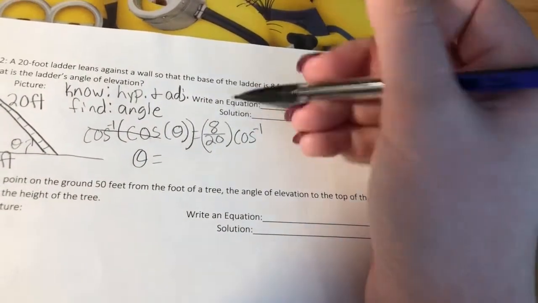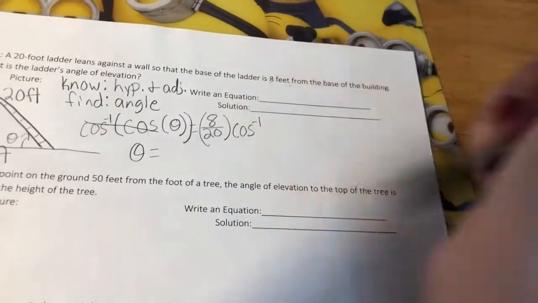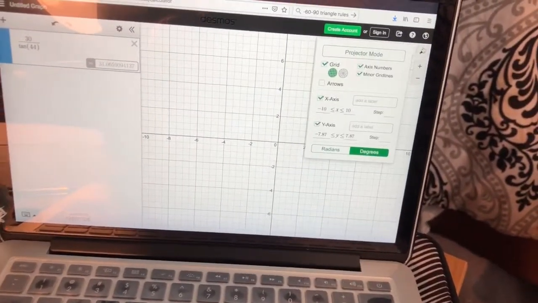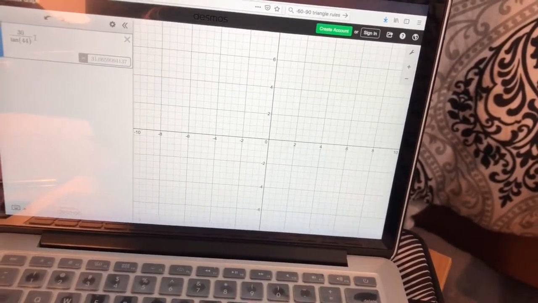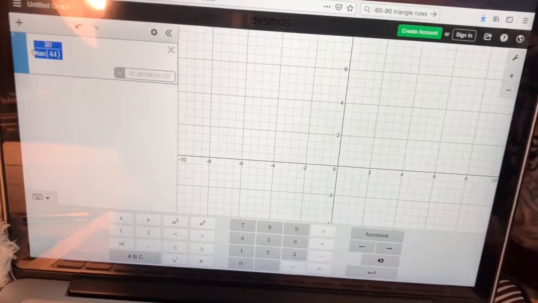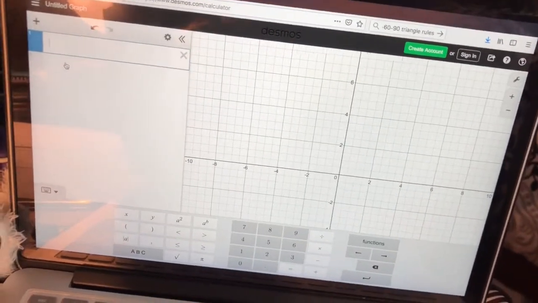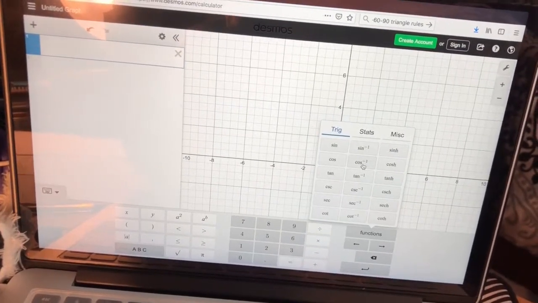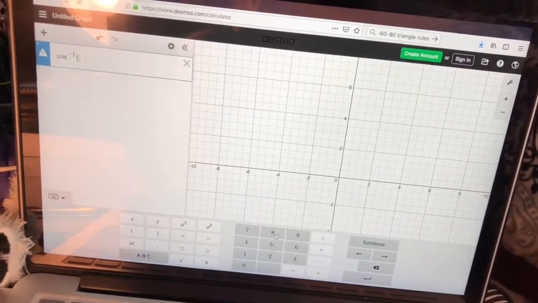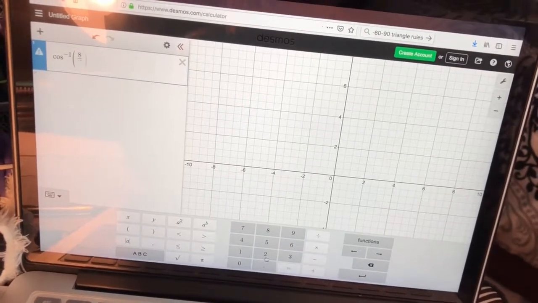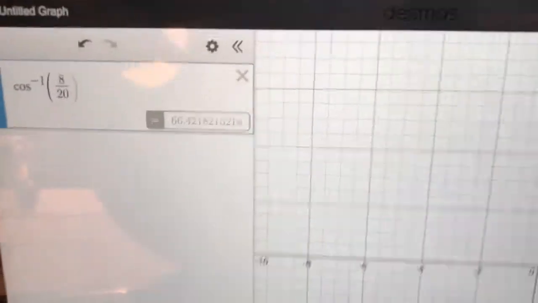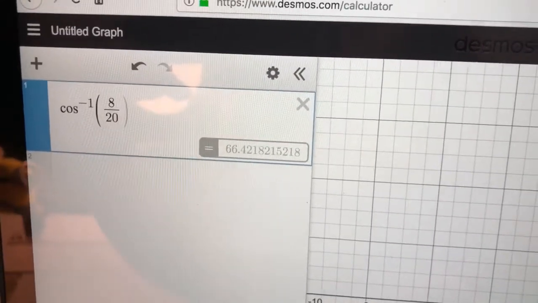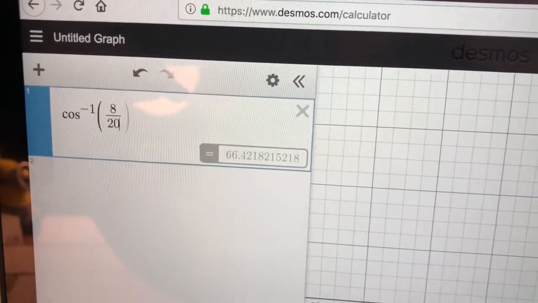Now, I'm going to use a Desmos or your graphing calculator to figure what this is. So I've already made sure that my settings is on degrees. So I'm going to clear out what I did in the last problem. I'm going to type in the inverse of cosine. I'm going to go back to functions and find the inverse cosine. Then I have 8 divided by 20. So my answer is 66.421, so on and so forth. Again, I'm going to round to the nearest tenths, so I have 66.4.